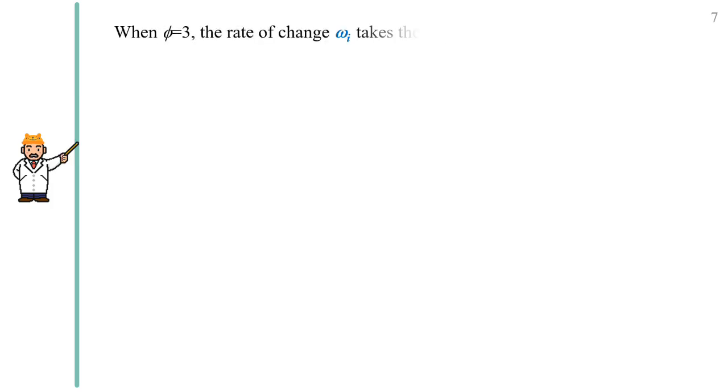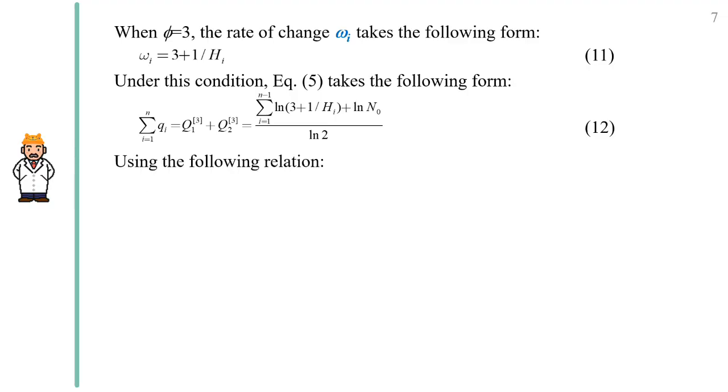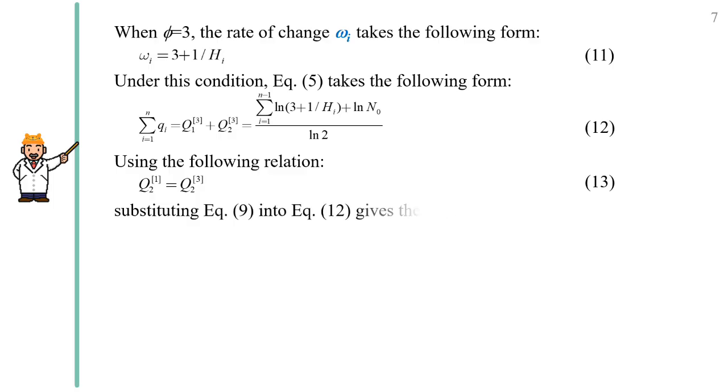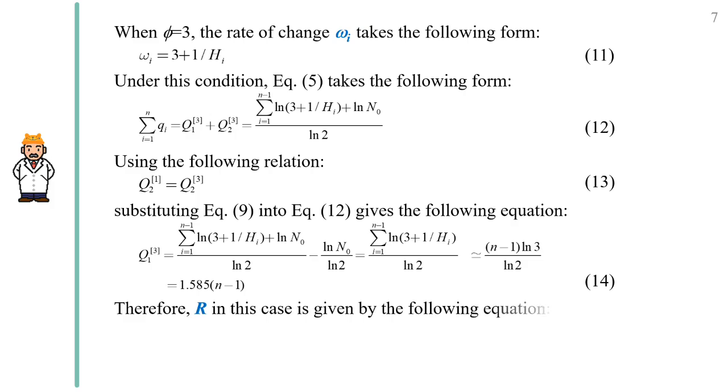Next, when phi equals 3, the rate of change omega sub i takes the following form. Under this condition, equation 5 takes the following form. Using the following relation, substituting equation 9 into equation 12 gives the following equation. Therefore, R in this case is given by the following form.